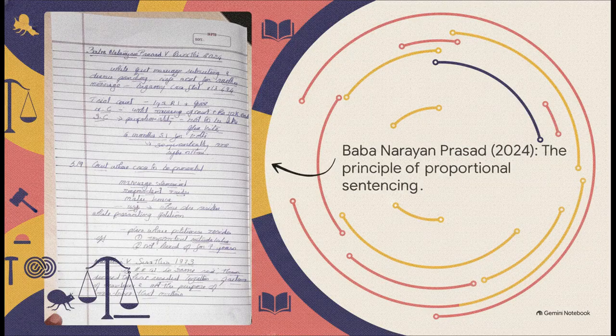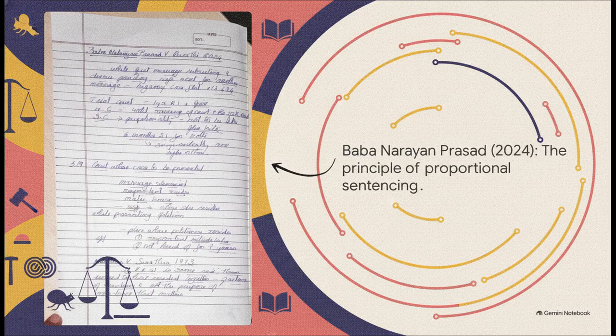Speaking of punishment, let's talk about the super recent 2024 Babar Narayan Prasad case. Here, the Supreme Court actually weighed in on the sentencing for bigamy, and they adjusted the punishment down to 6 months. The court highlighted a really powerful principle here: proportionality. Basically, the sentence shouldn't be so ridiculously harsh that it completely ignores the messy reality of a broken relationship, where a divorce was already pending.